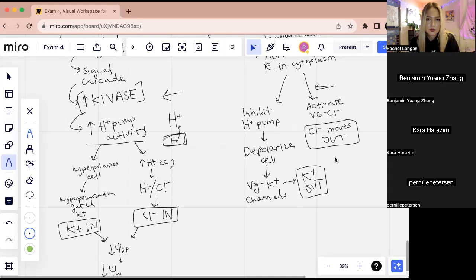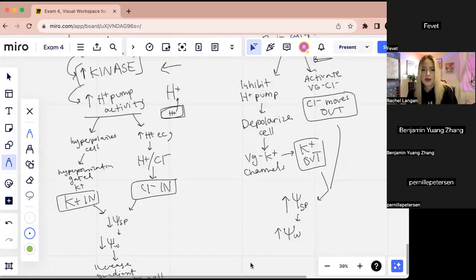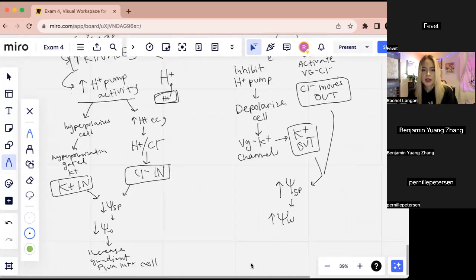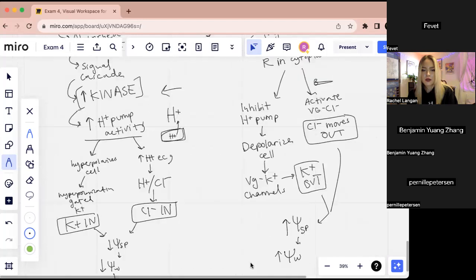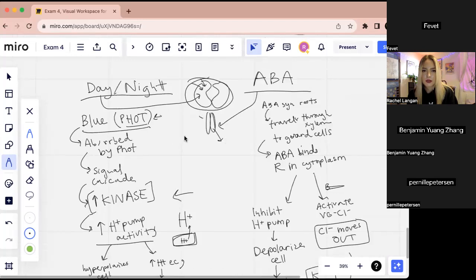Okay, but if we have ions moving out, then the solute concentration decreases. So the solute potential increases. So the water potential increases, which means you have a decreased gradient and a decreased flux of water into the cell. So you get the stomates closed.